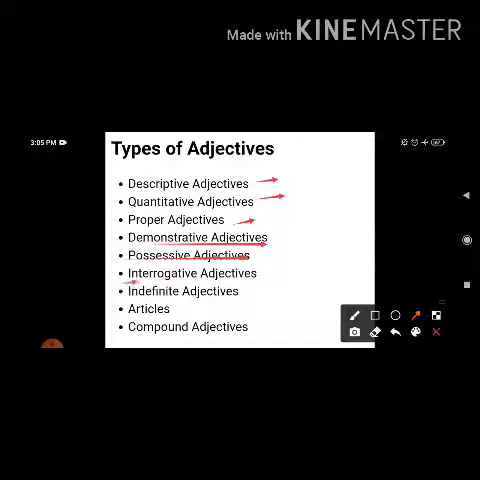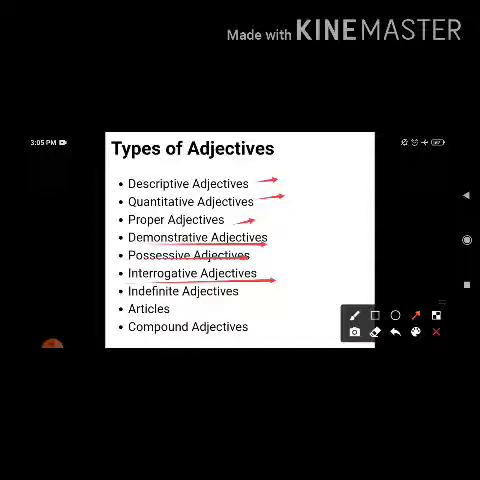And another one is interrogative adjective. Interrogative adjectives are formed by using the interrogative words such as which, whose, right? Which car is yours? Which car is red, right? Or whose bag is this? Whose bag is this? These are the interrogative adjectives which are made by using the interrogative words. For example, which, what, right?